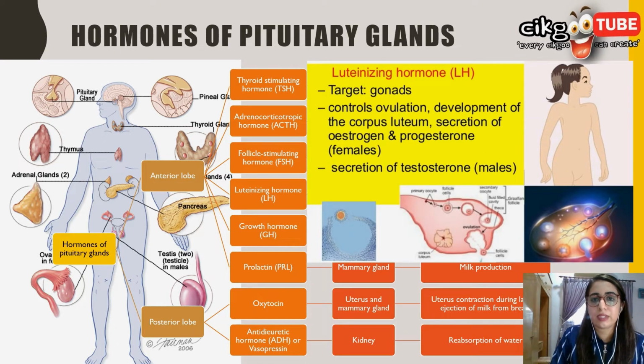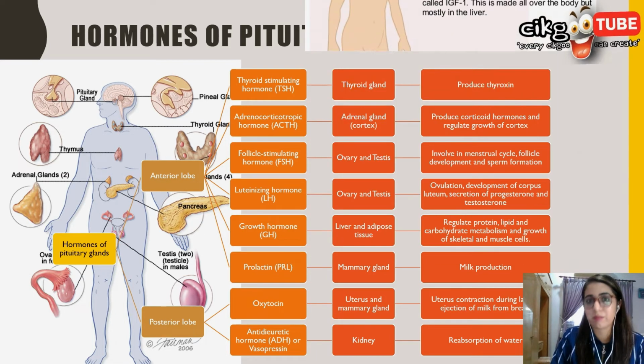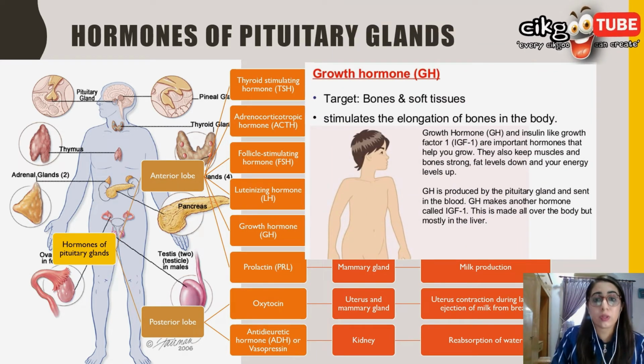Then we have the luteinizing hormone, also targeting the gonads, the ovaries and testes, which controls ovulation, development of the corpus luteum, secretion of estrogen and progesterone in females, and secretion of testosterone in males. Then we have growth hormone, which targets the bones and soft tissues and stimulates the elongation of bones in the body. Basically, it helps to grow.